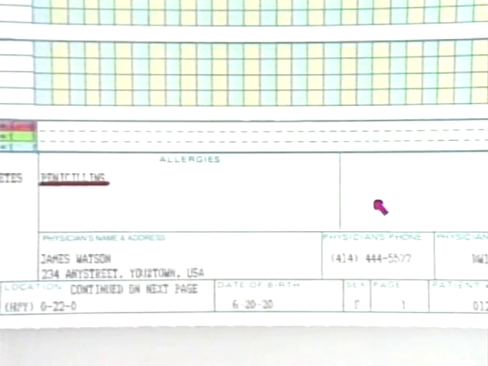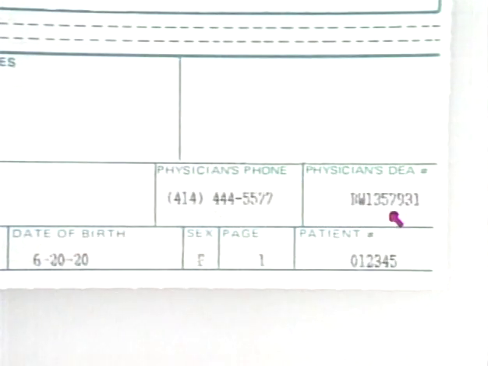We have a blank space on the right there. Maybe you could put in a resident contact, relative. We have the resident's physician's name and address, and the resident's physician's phone number. Finally, we have the physician's DEA number, which is on page 1, BW1357931. And we have the page number, because some residents have, as you know, more than one page of medication records or charts. We use the generic name of the drug.